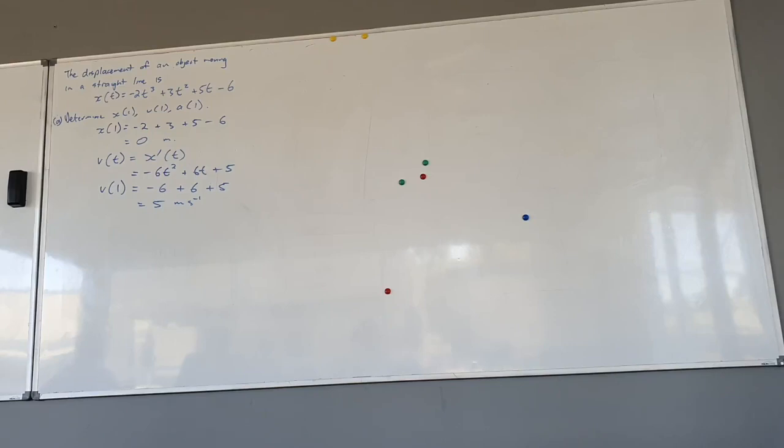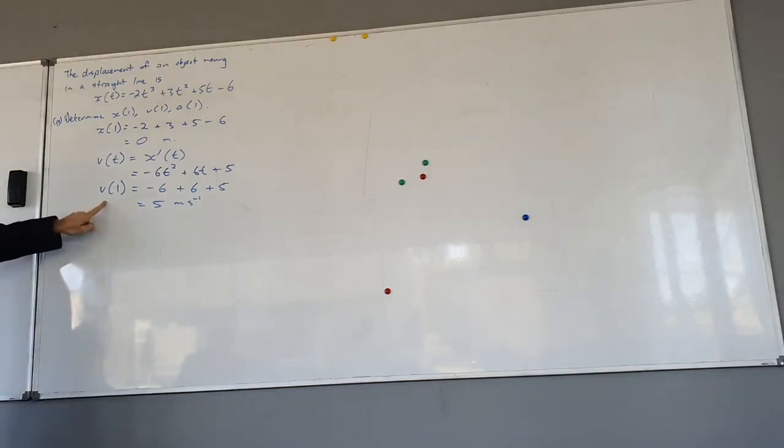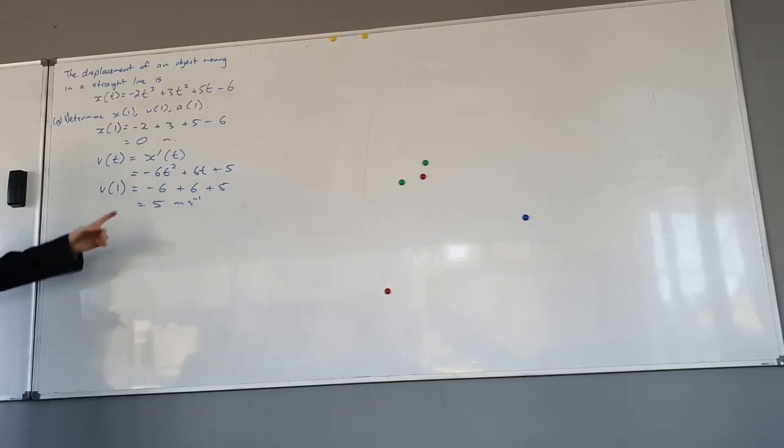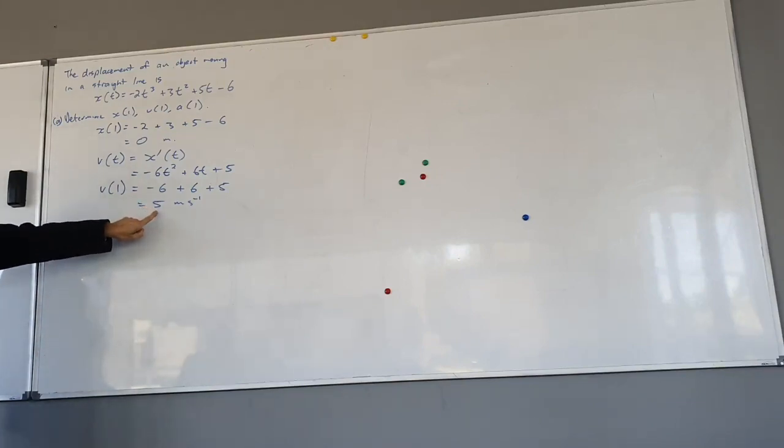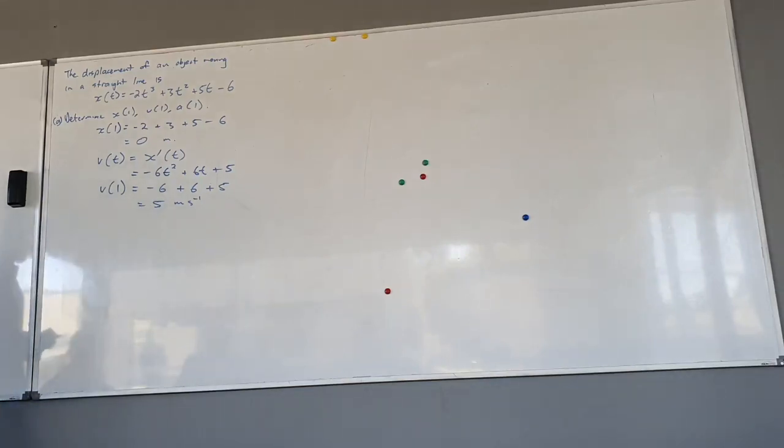Do we need to write that it's to the right? Not if the question itself tells us moving to the right is positive. Depends. If you're giving a word answer, I would say, after 1 second, the velocity is 5 metres per second to the right. If you got negative, then it's to the left. In this context, could it technically be going up and down? It's in a straight line, but the question specifically says to the right. Okay, to the right is positive.